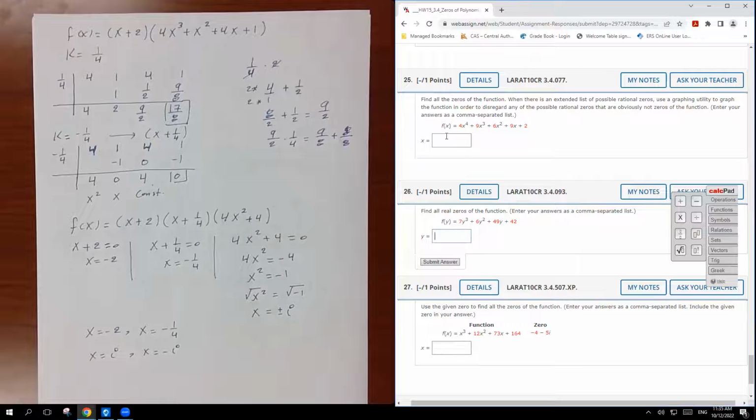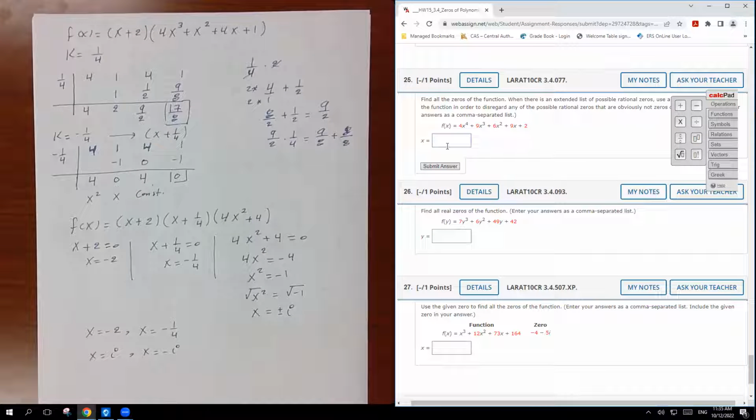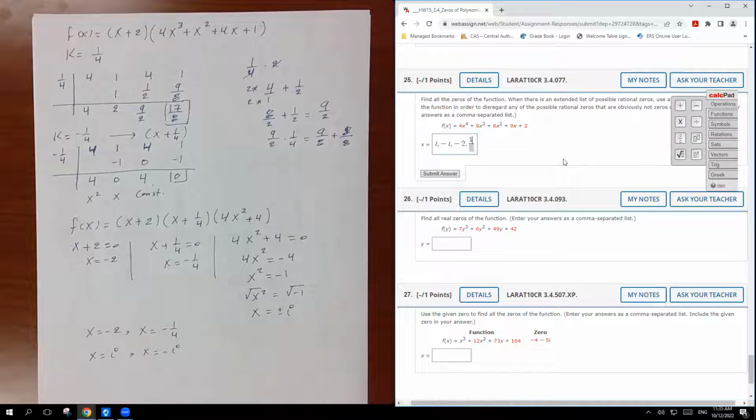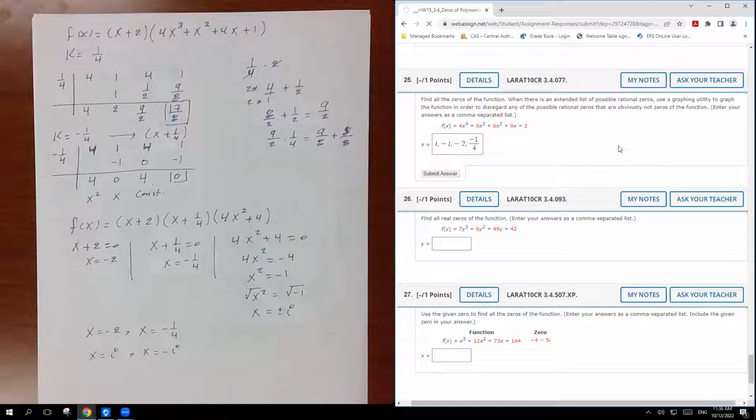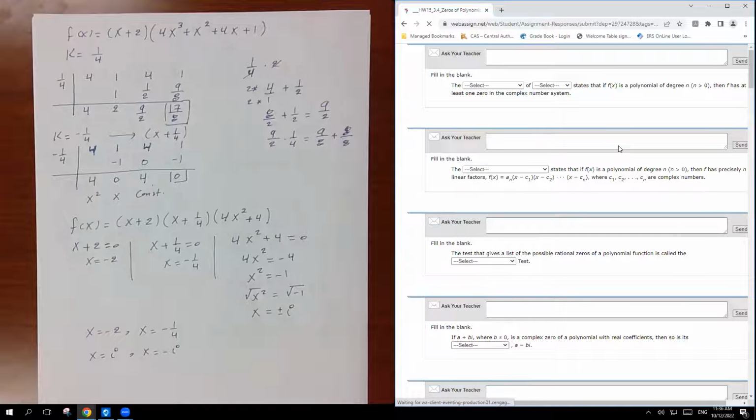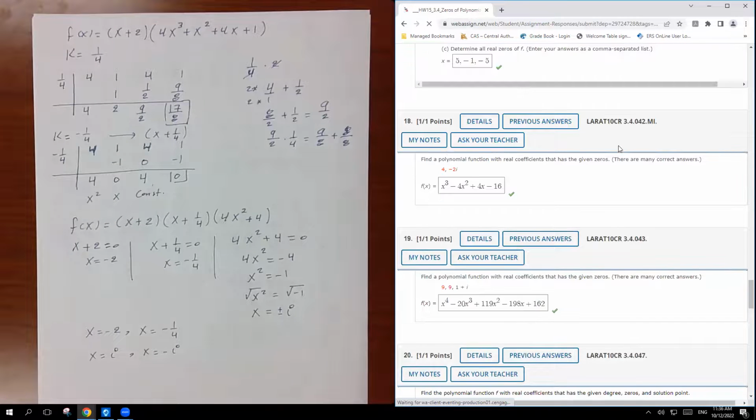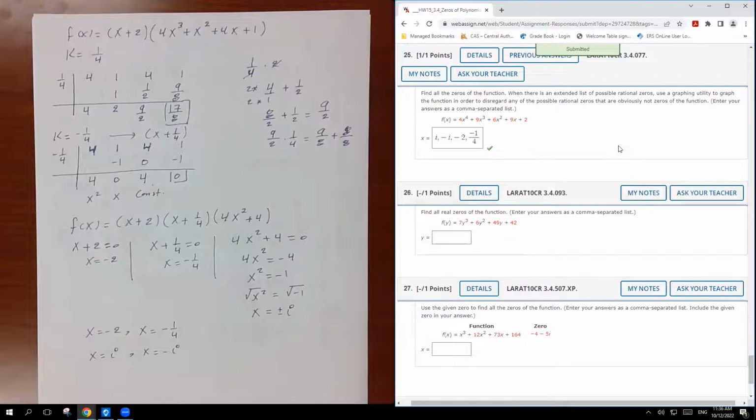Let's check example 25. So i, comma, -i, comma, -2, comma, -1/4. That's it for this example. You're going to do the same thing for example 23, 24, and 26 and 27. The same techniques for how to find the zeros.